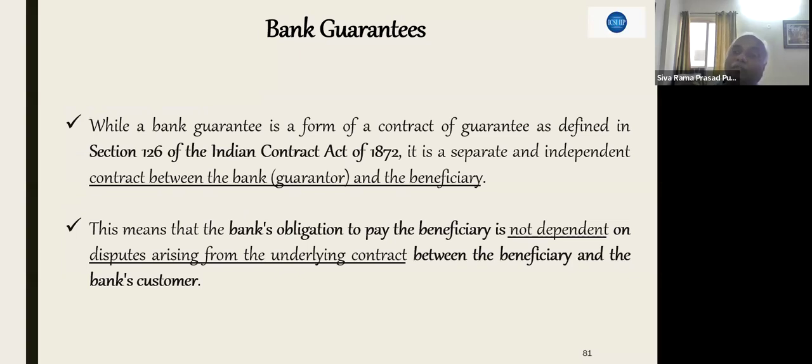A bank guarantee is a form of contract of guarantee defined under Section 126 of the Indian Contract Act, 1872. If any disputes arise between the banker and the applicant or the beneficiary and they are filed in court, Section 126 of the Indian Contract Act clearly defines bank guarantees. It's a separate and independent contract between the bank guarantor and the beneficiary.